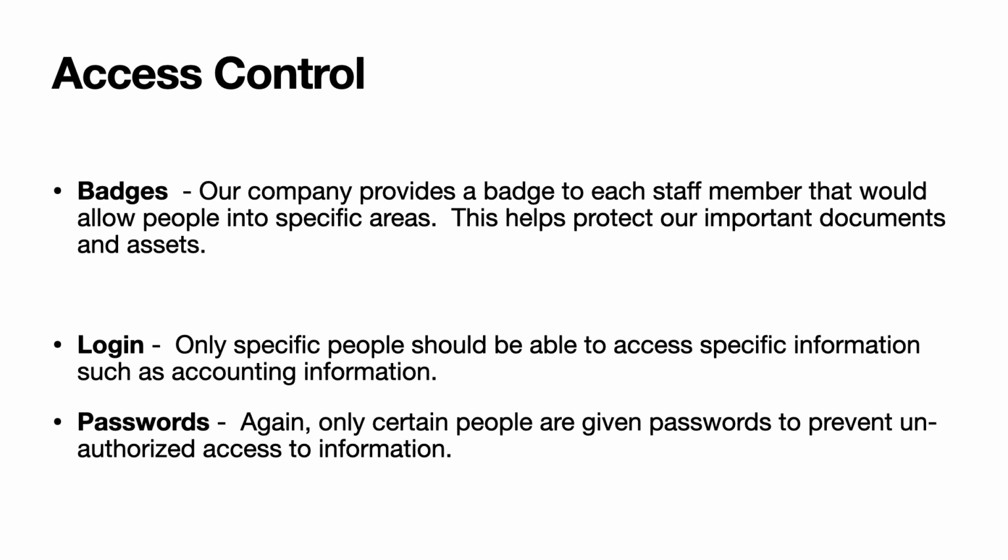Access controls. This is our final control. Badges are used for each staff member and allow them to be in the specific areas that they need to be, so that it protects our information and documents. Logins: only specific people should have access to certain information, such as our accounting information. So we have logins for that, and passwords. Again, only certain people should be given passwords, to prevent unauthorized access and to make sure that they have access to the correct information.